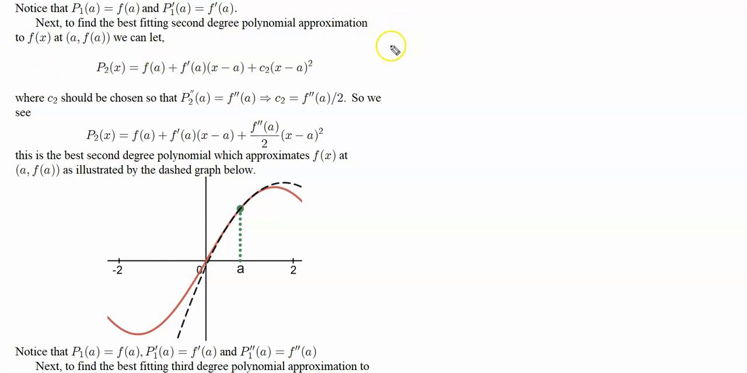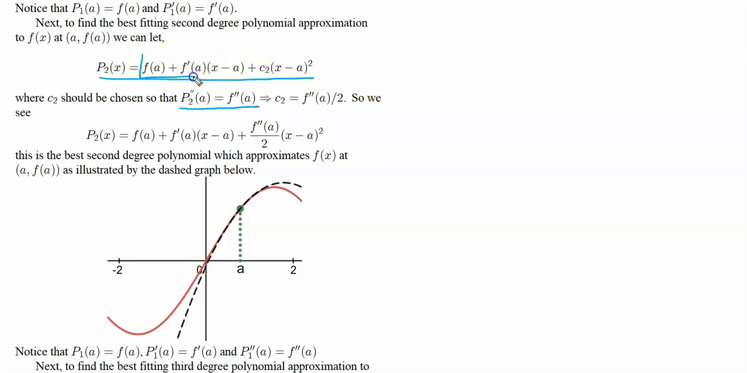Okay, so to find the best second degree polynomial approximation, we take p1, right here it is, and we add to it a second order term, call it c2, we have to figure out what the c2 is, times x minus a squared. Okay, now what we require now is that the second derivative of p2 at a equal the second derivative of f at a.